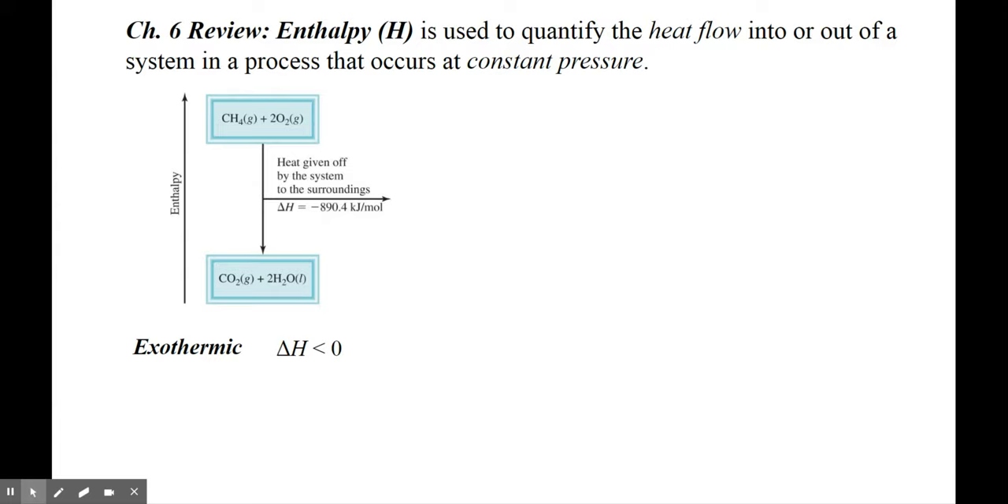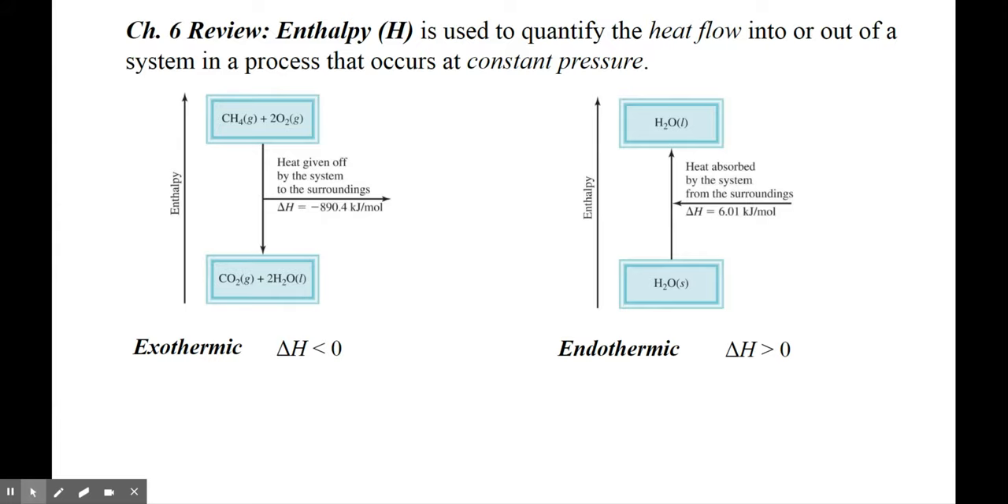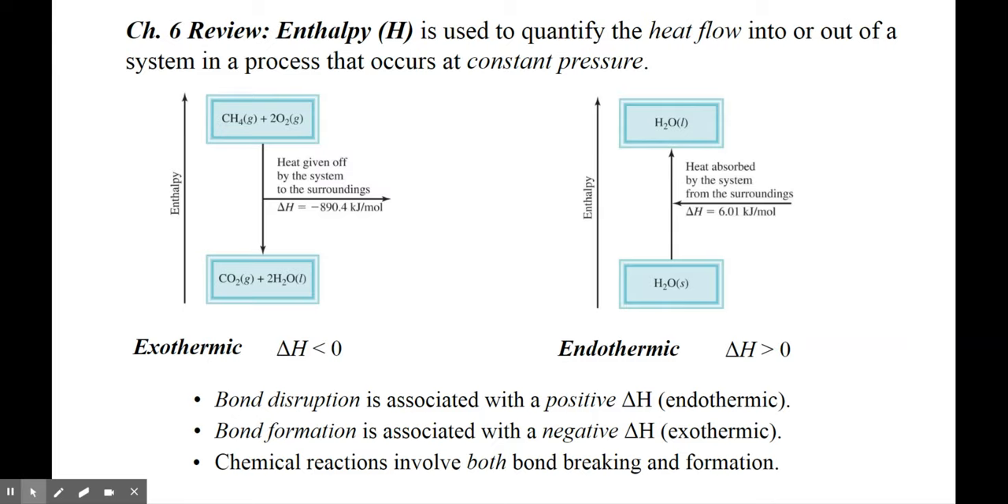So again, we use this word enthalpy to talk about heat flow. And it is under a constant pressure situation, which we're normally going to assume. That's not always the case, but we're just going to make things easier. And so we know that things that are exothermic have a negative delta H, endothermic, where it absorbs energy, has a positive delta H. And so for every chemical reaction, there is some combination of absorption of energy when bonds get disrupted and a release of energy when new bonds get formed. And then whether the whole reaction is exo or endothermic depends on that combination.